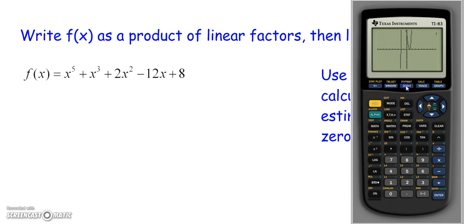Oh, I'm sorry, I did the wrong one. I wanted to zoom in there. So let's go back to that. Let's go, sorry, option 2, zoom in. I'm sorry, I hit the wrong one. Hit enter one more time, and your calculator will zoom in.